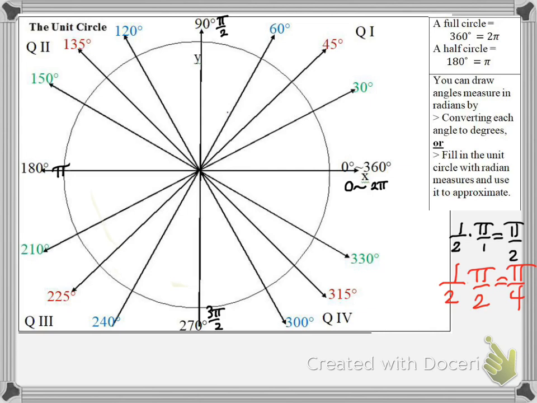So this one, the red one, is pi over 4. So if I'm going around my circle, I could say I have 1/4 of pi, 2/4 of pi, which 2/4 of course reduces to 1/2. Then I could say I have 3/4 of pi.